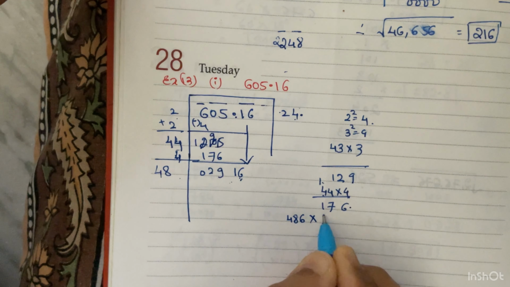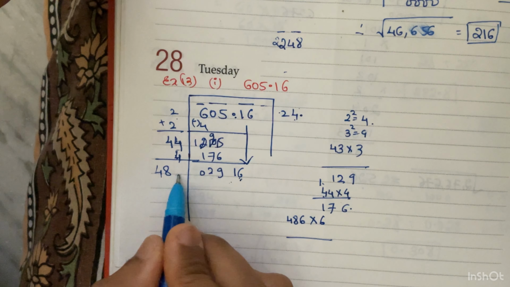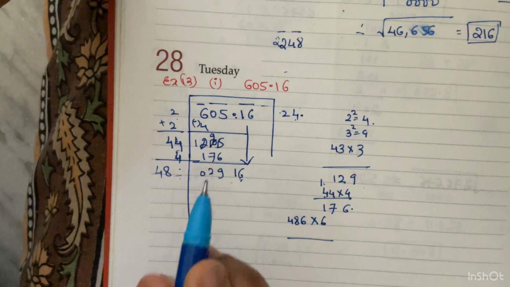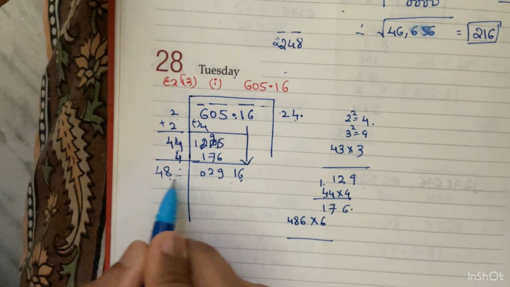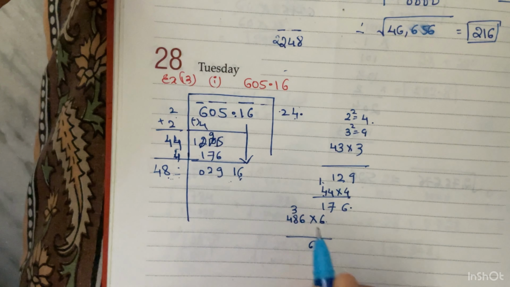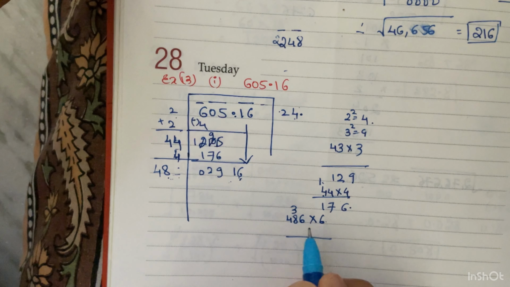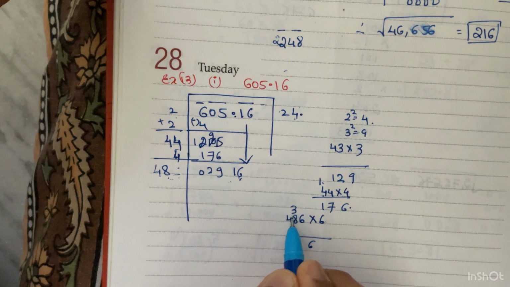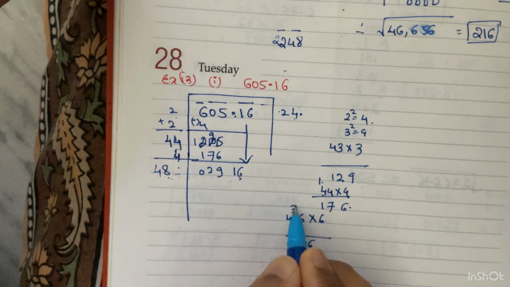486 into 6. So whatever digit we choose here, that number only we have to multiply with this number. Okay, remember that. 6 6s are 36. Let me write here 6. 6 6s are 36. 48 plus 3 is 49, 50, 51.